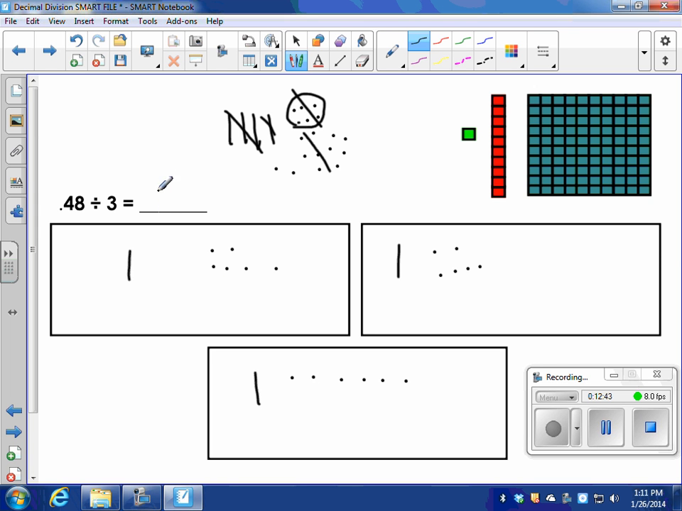So my final answer is going to be looking at one group. I've got 1 tenth, 1, 2, 3, 4, 5, 6, and 6 hundredths in each group for a total of 16 hundredths.